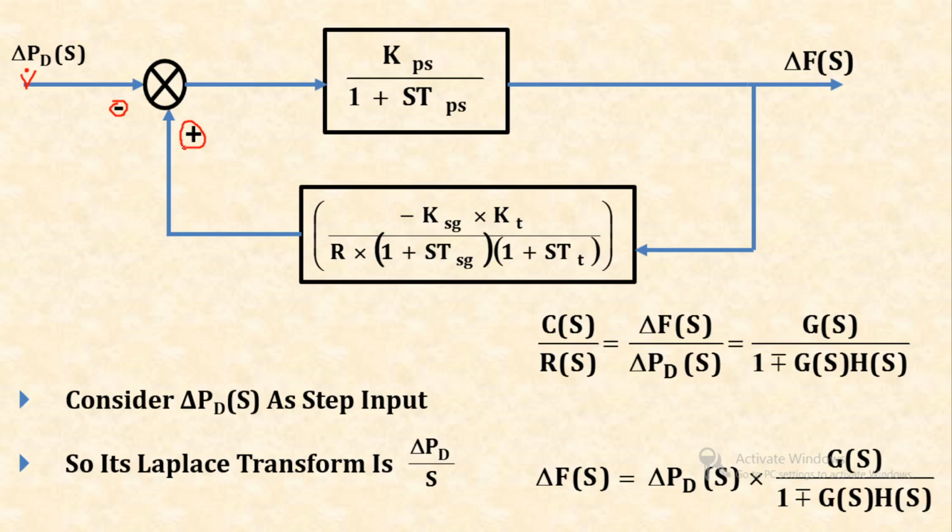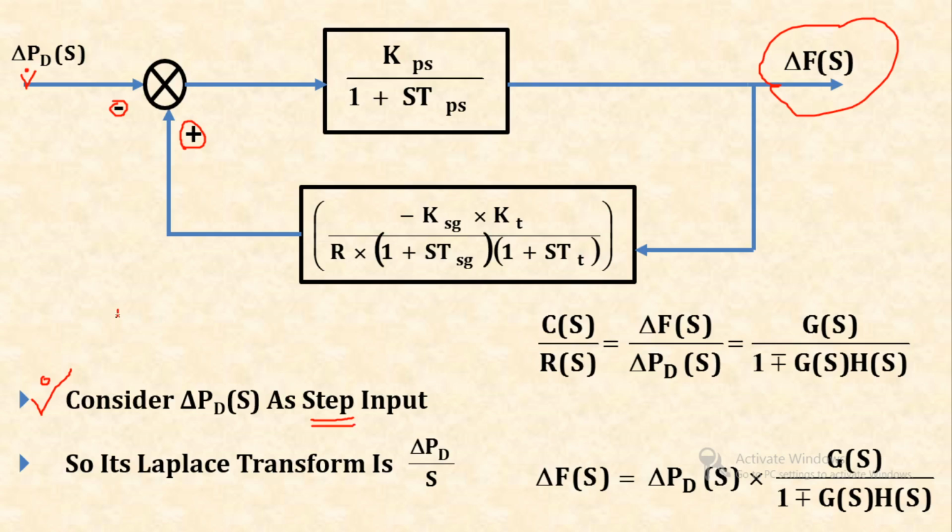So now in this block diagram we are able to find out the value of output delta F of S, but for that we have to define input. That means we have to define change in demand. What type of changes in our demand? So consider the change in demand which is having a characteristic of step input. Clear? We are going to consider the change in demand with characteristics like step input.